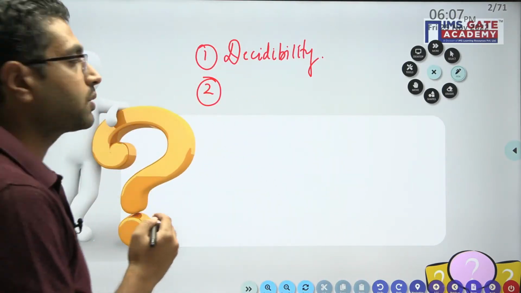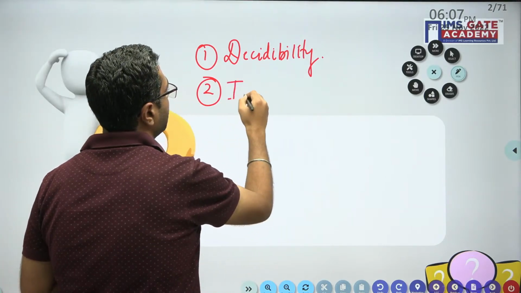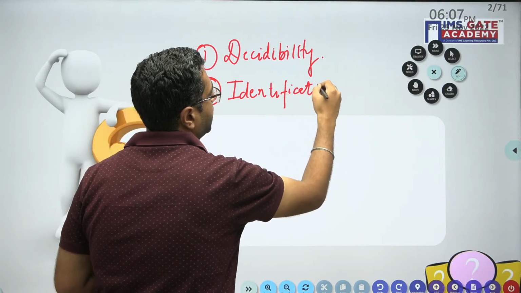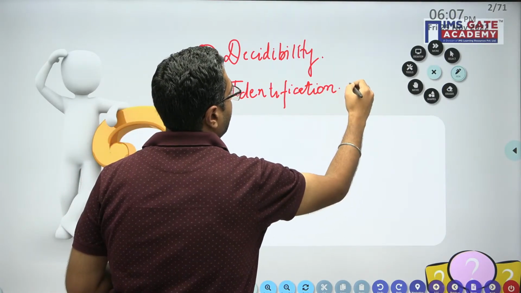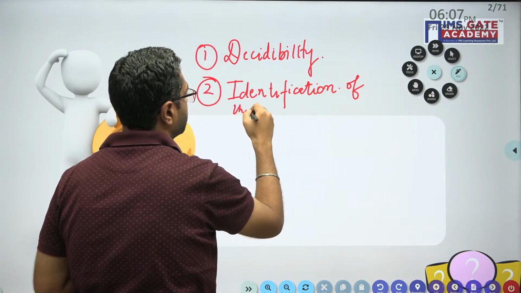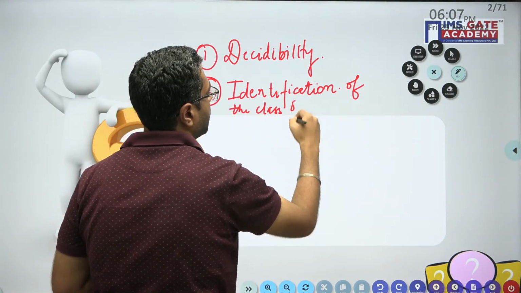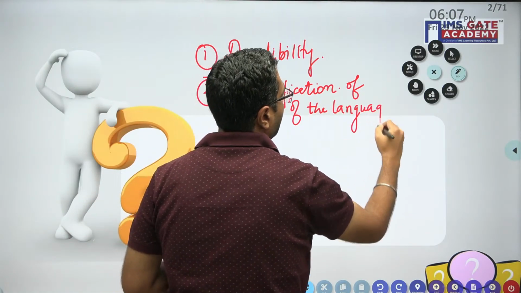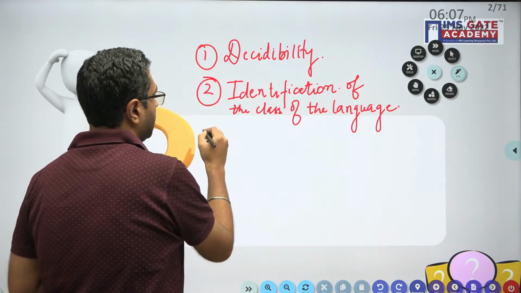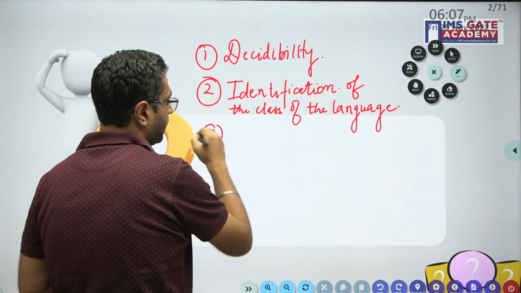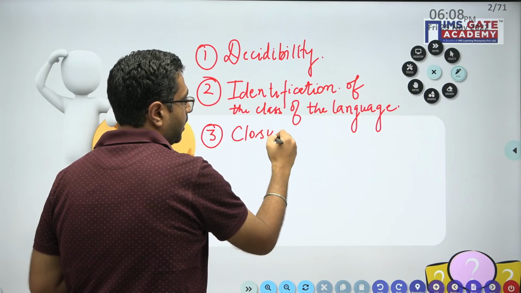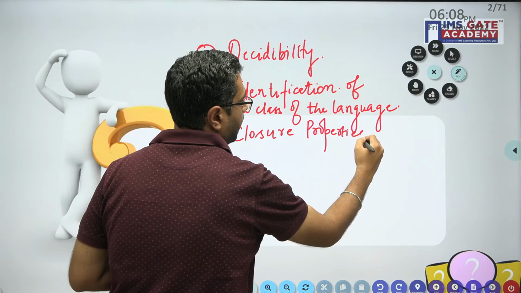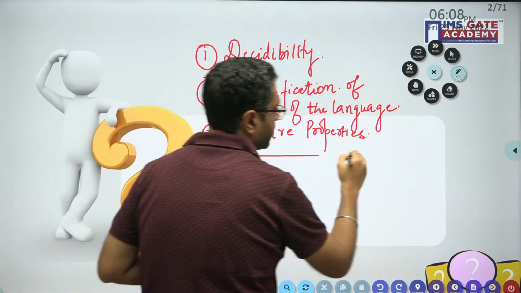Identification of the class of the language. So again, as I said yesterday also, these are the two topics from which at least one question is coming from the last 4 to 5 years. Identification of the class of the language. Right? Now, we started with the closure properties, and we will complete the closure properties today itself. And we will start the remaining topics also.